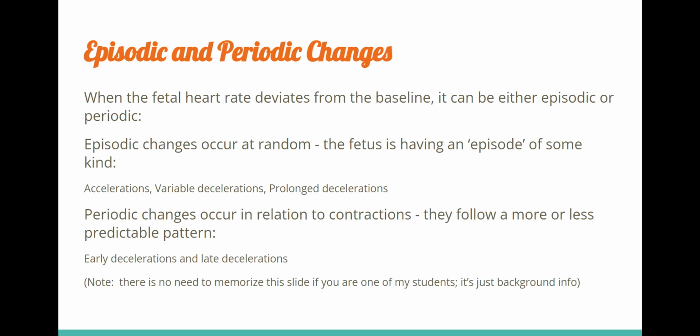Periodic changes are changes that occur in relation to contractions. So they follow a more or less predictable pattern. In that category, we have early decelerations, which are caused by head compression. Every time that contraction happens, you're going to see a dip in the heart rate that mirrors it. Late decelerations start in the middle, and then they slowly go down to their bottom point and come up sometime after the contractions. But they do happen in relation to contractions, and contractions usually happen in a pattern.